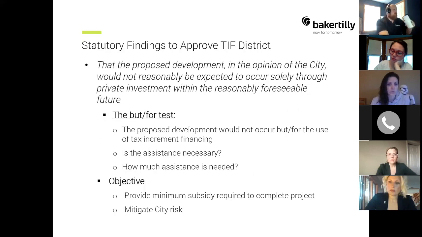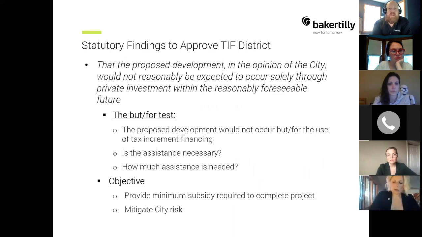So as it relates to what are the statutory findings necessary to approve a TIF district? There's one main finding that we have to make, and it's that the proposed development, in the opinion of the city, would not reasonably be expected to occur solely through private investment within the reasonably foreseeable future. This is also known as the but-for test. So it's the finding that the proposed development would not occur but for the use of tax increment financing.